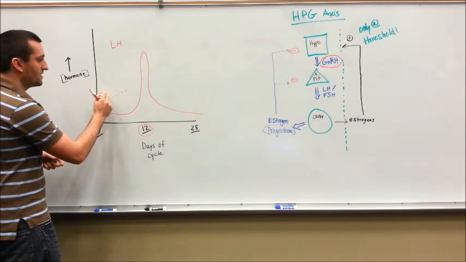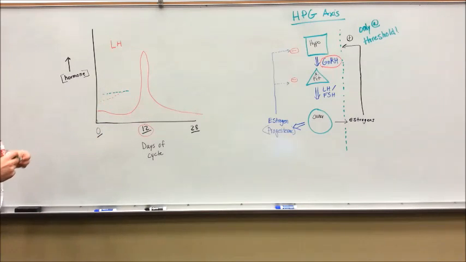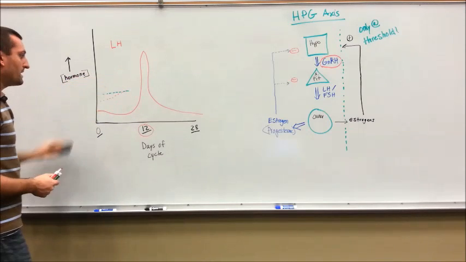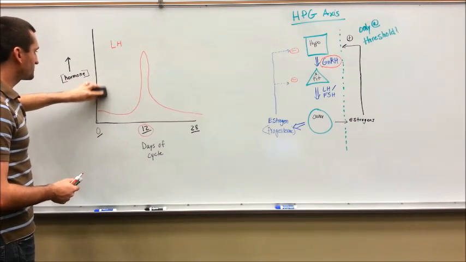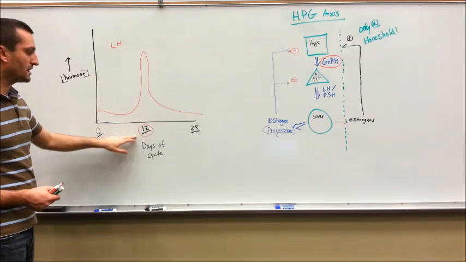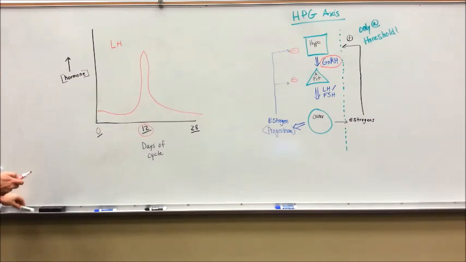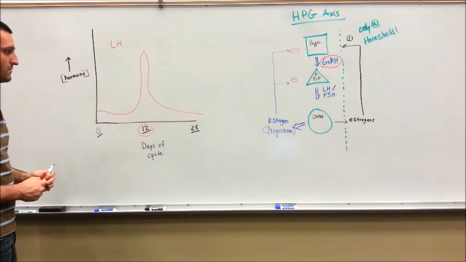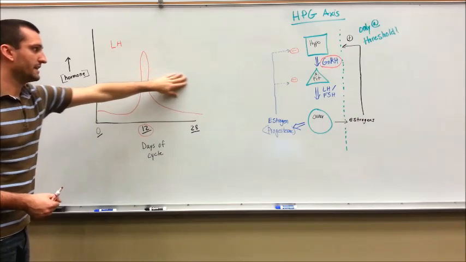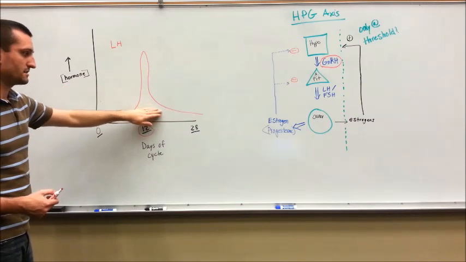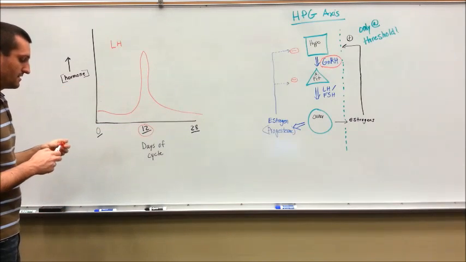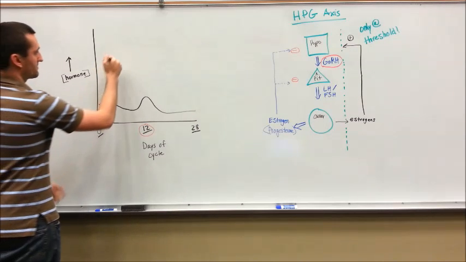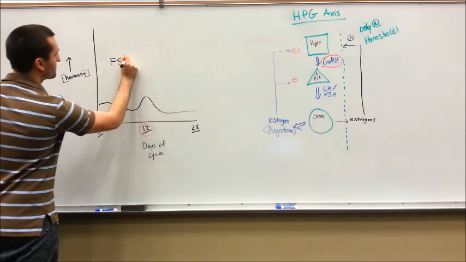Then all of a sudden, we hit that threshold that I was talking about with the estrogen threshold. And that's going to change it to a positive feedback. And that positive feedback is going to happen approximately day 12, giving us this LH surge. So it's going to be a very large spike in the amount of luteinizing hormone within the bloodstream. And then the later half of the cycle, the LH levels are going to decrease, and then the cycle will start over.